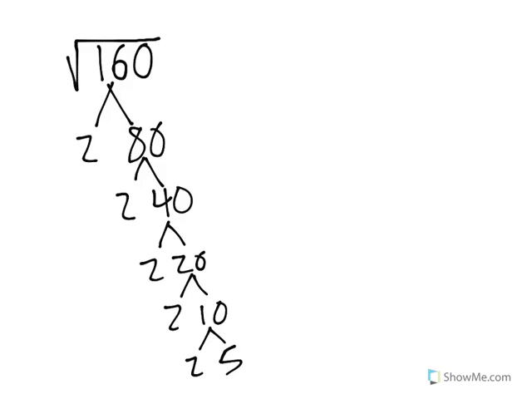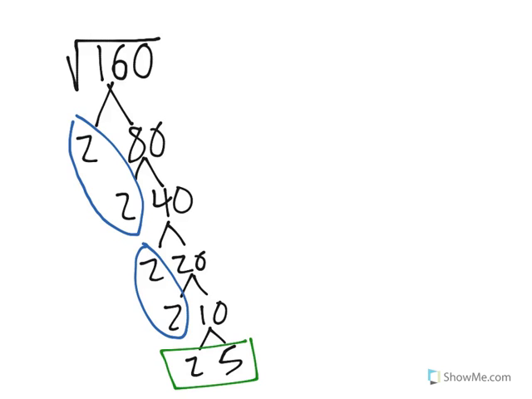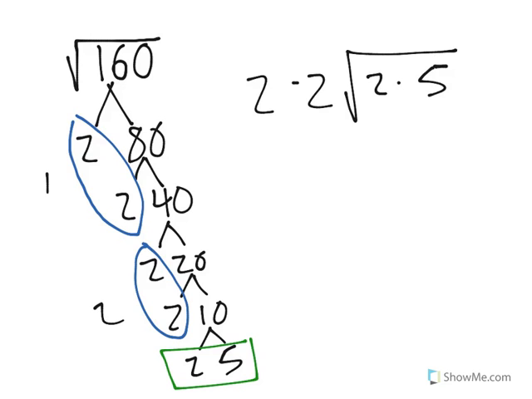So now you will pair like terms. These two can be paired. These two can be paired. But the 2 and the 5 cannot be paired. So we take 1, 2, and then another 2 outside the square root, and we're left with 2 and 5 on the inside. Or in other words, this would be equal to 4 times the square root of 10.